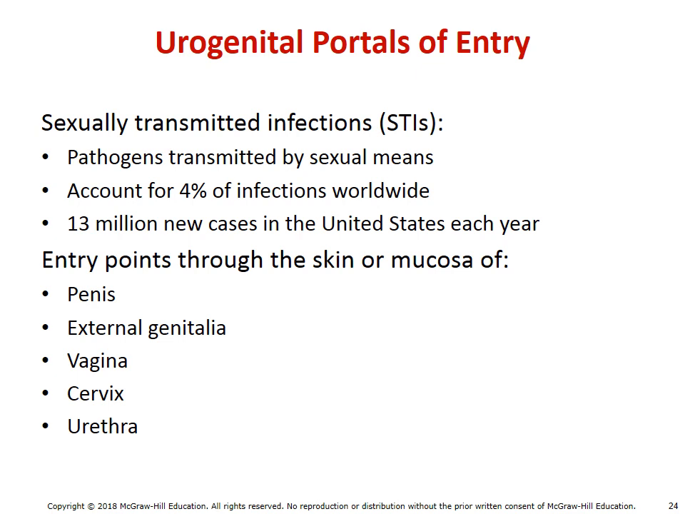The next thing I want to talk about is the urogenital portal of entry, which is going to again be sexual pathways. So many of these things are sexually transmitted infections or STIs. Ultimately, there are going to be huge numbers of things that are only transmitted by sexual means. And believe it or not, it's roughly 4% of all infections in the world are actually STIs, which is quite an alarming number. Again, there are roughly 13 million new cases in the United States every year. So how do we get in through the sexual and urogenital pathway? Well, through things like the penis, the genitalia on the outside, the vagina, cervix, or even the urethra.